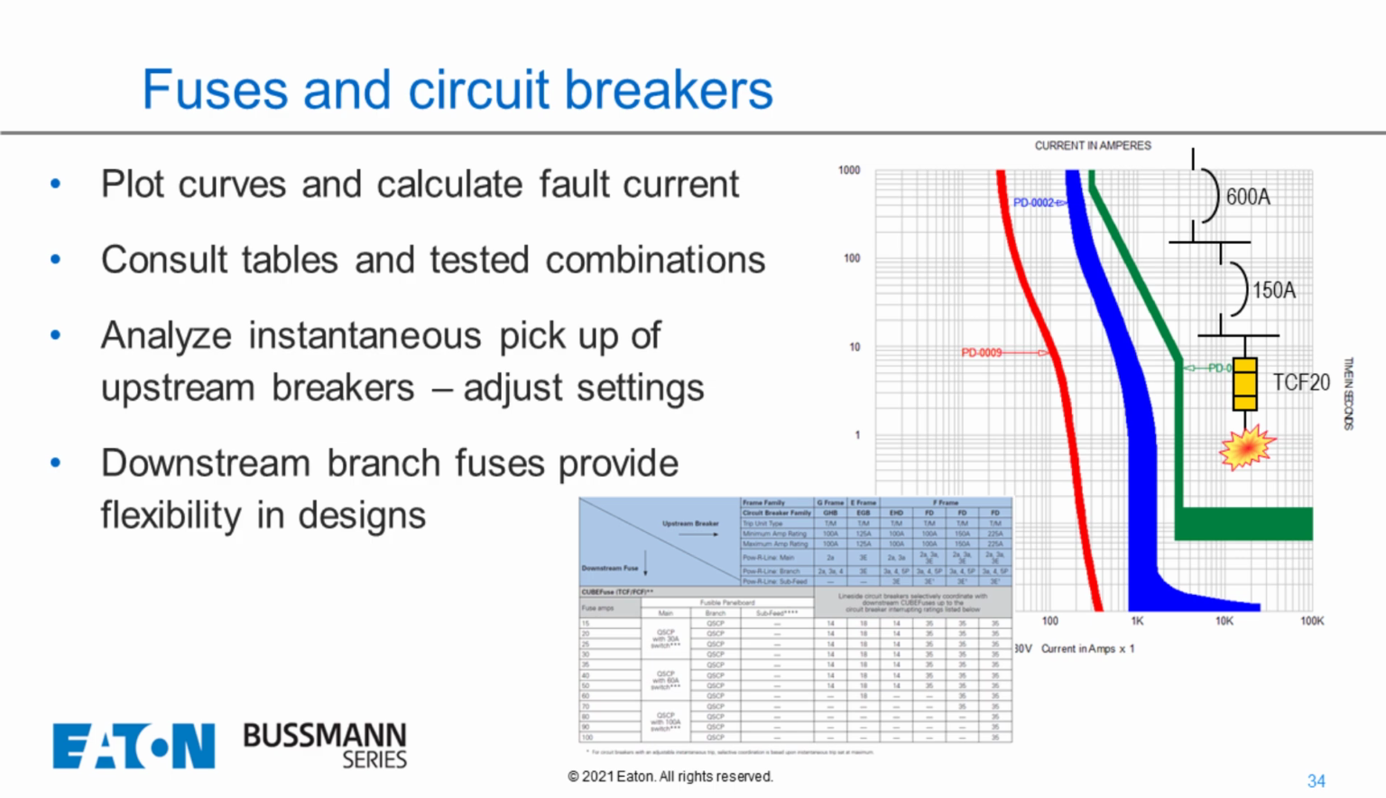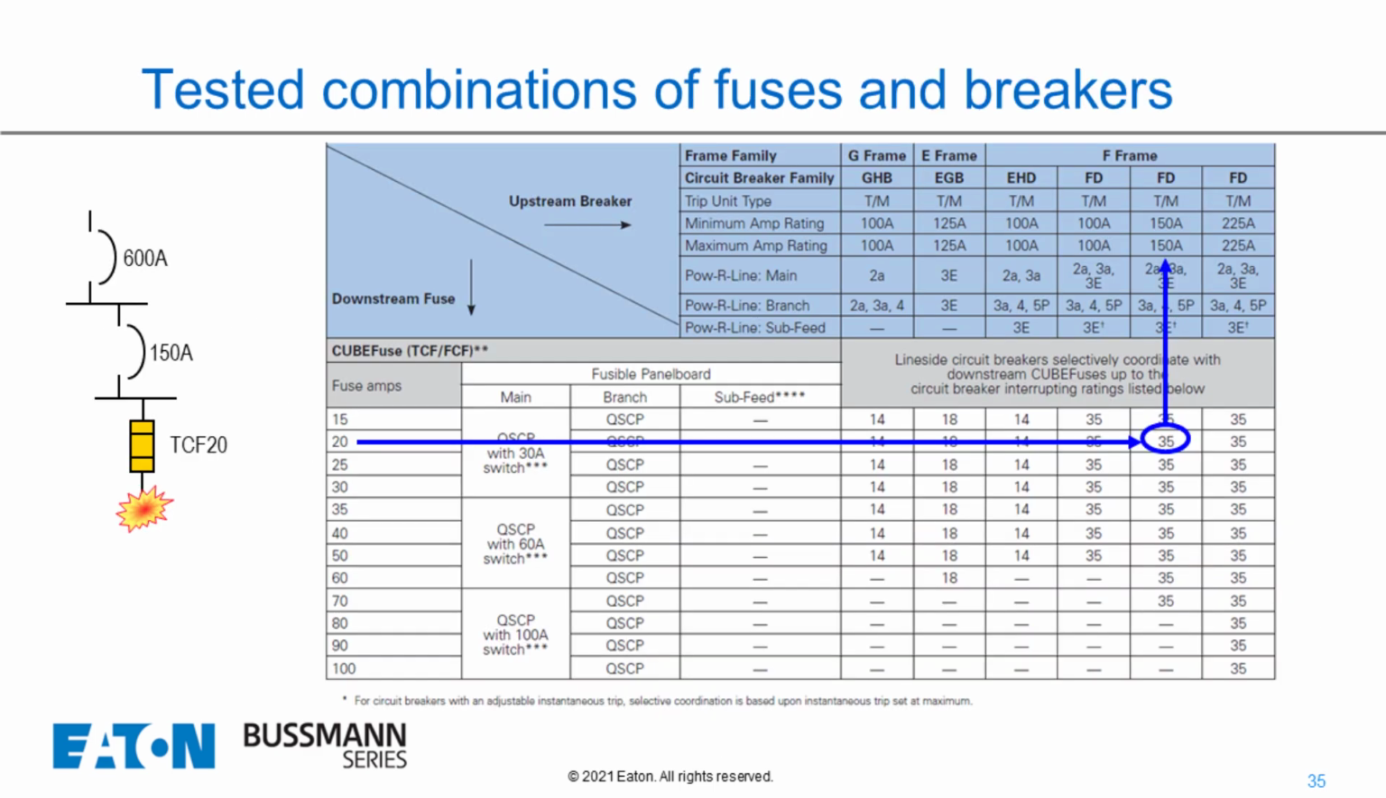Then again, we have to use the charts. So let's take a look at the chart. Again, over to the left, we have the 600 amp breaker, 150 amp breaker, and the 20 amp fuse, right? And given that, we have the 20 amp fuse, we have a 150 amp breaker, which is just an FT thermomagnetic breaker. The chart tells us it's good up to 35,000 amps.